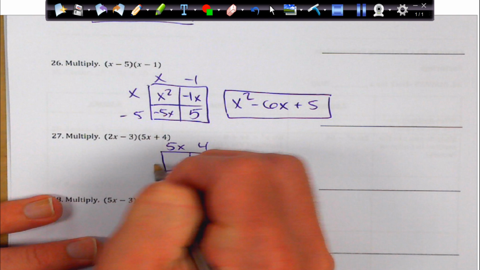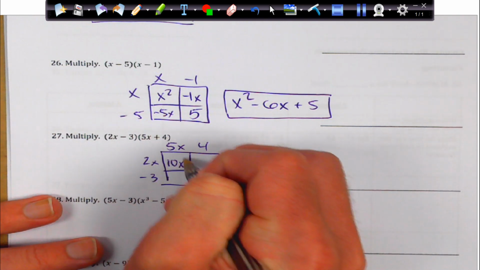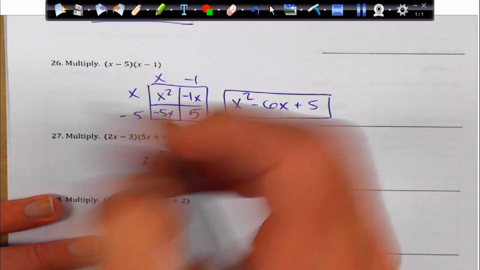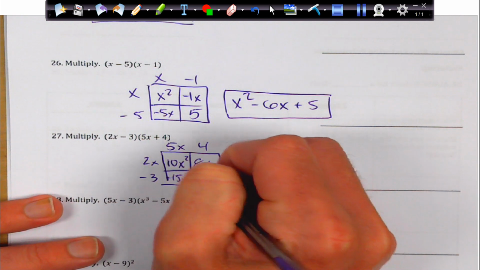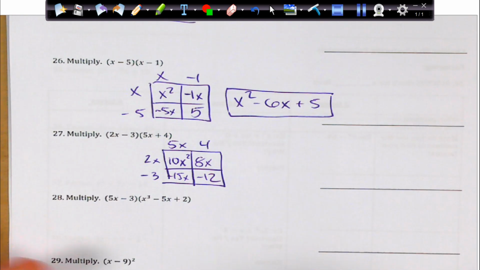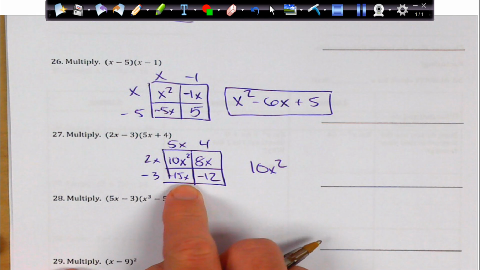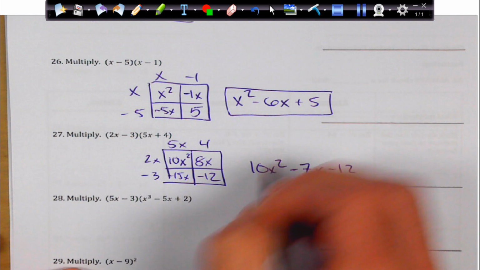5x and 4, 2x and minus 3. 5 times 2 is 10, and then x squared. 2 times 4 is 8x. 5 times negative 3 is a negative 15x, and 4 and negative 3 is a negative 12. So we end up with 10x squared. 8 minus 15 is going to give me a negative 7x, and then negative 12.